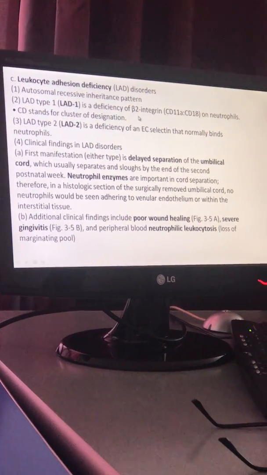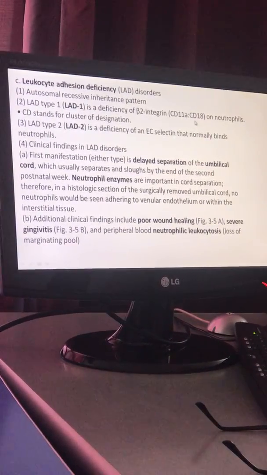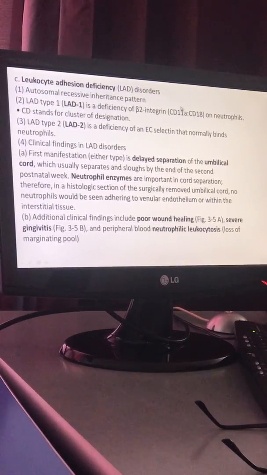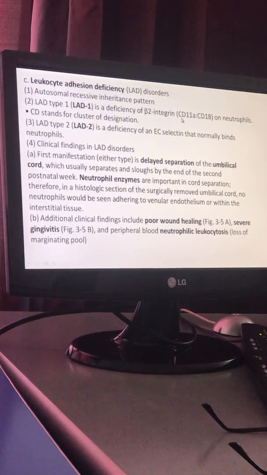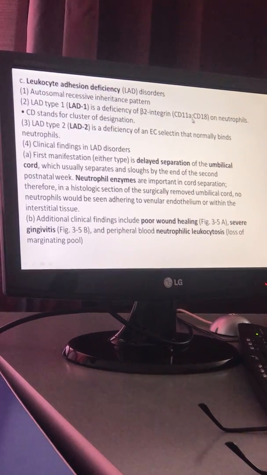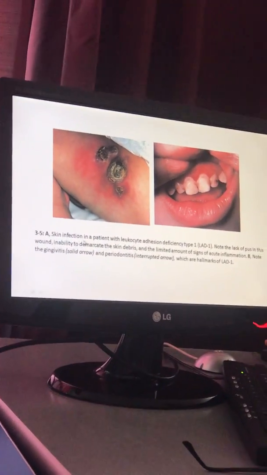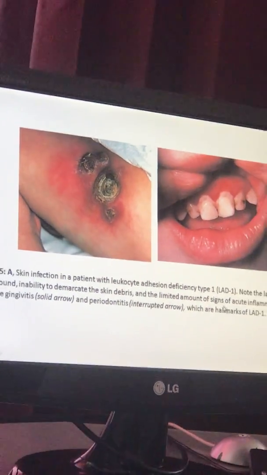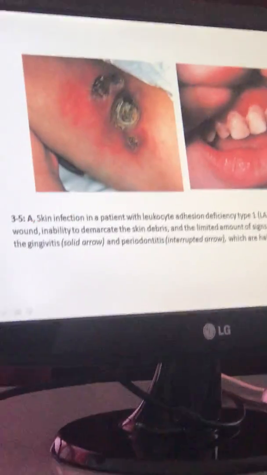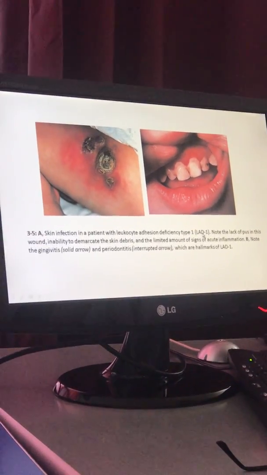Again, remember that some molecules have different names. Beta-2 integrins is also called CD11a, CD18. CD is cluster of differentiation. These markers were first used for lymphocytes, and then they are used for other cells as well with different numbers. So these two diseases, this is the picture. A skin infection in a patient with leukocyte adhesion deficiency type 1. So beta-2 integrin is deficient. That's the result of deficiency of beta-2 integrin. There will be no firm adhesion and transmigration, and so no pus formation.